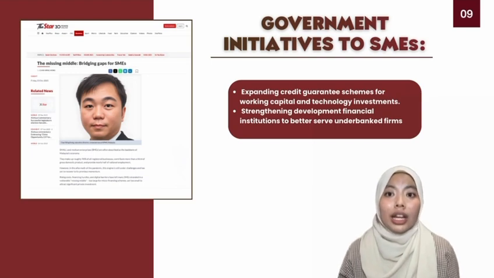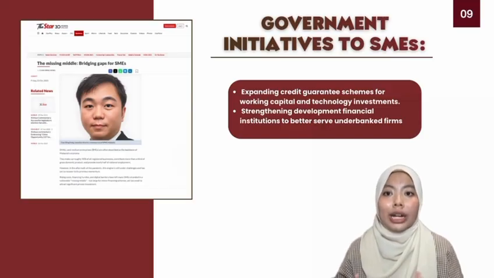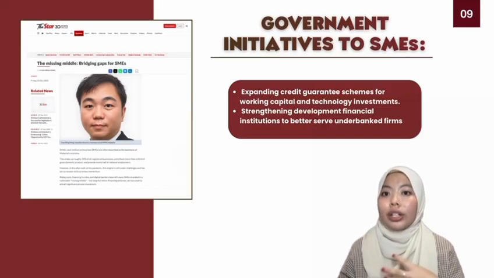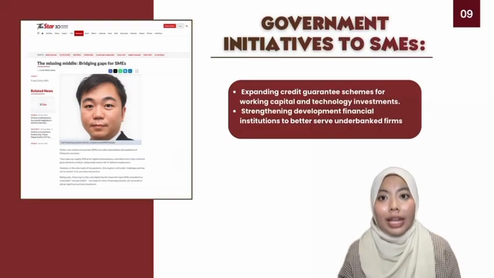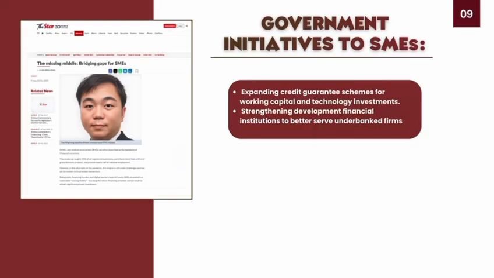To address this, the government can expand credit guarantee schemes where part of the loan risk is shared with banks. This encourages banks to provide financing to SMEs. Additionally, low interest loans with flexible repayment terms can be offered to growing SMEs. By improving access to financing, SMEs can create more jobs and contribute more strongly to Malaysian economic growth.